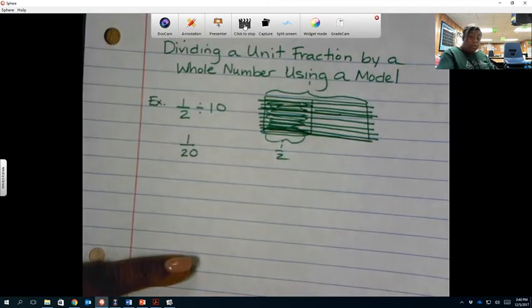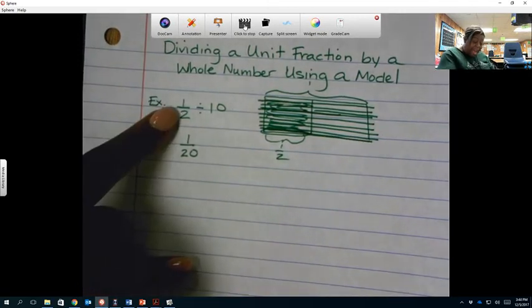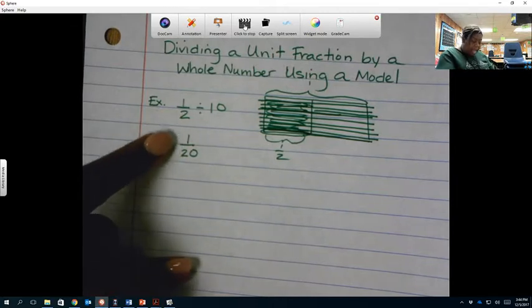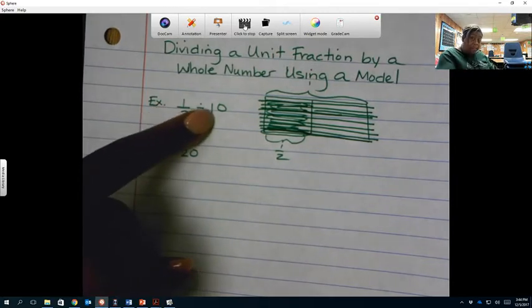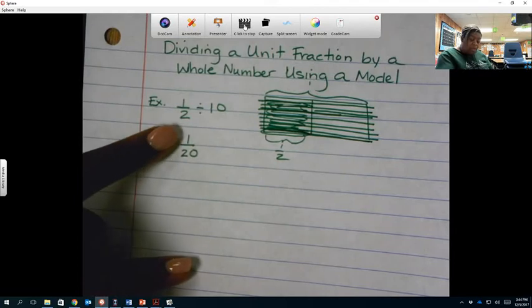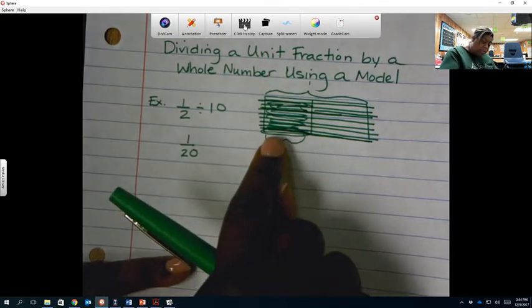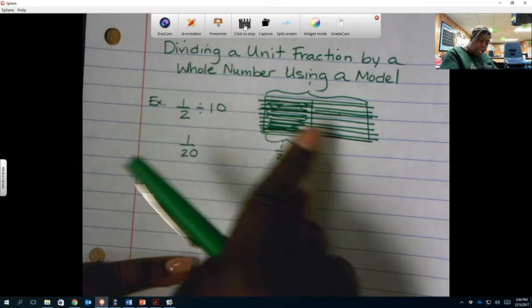Now, why is it 1/20? Well, we started with a half, so our answer has to be less than half, and we divided that half into 10 pieces, so that would give us 1/20, because we're counting all the pieces in the model.